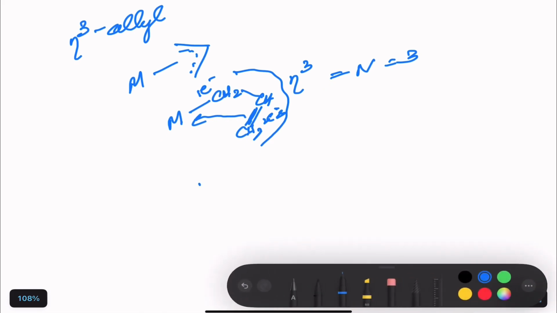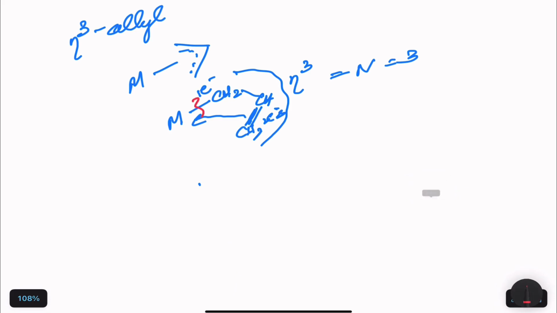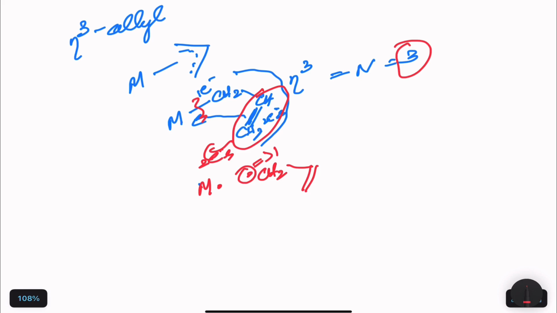Basically you have to homolytically cleave it. So the metal gets one bond, CH2 gets one bond, and then this is neutral. Neutral means it is contributing 2 electrons, it will not be changing. So here it is contributing 1 electron. So totally 3. But it is not necessary to calculate in the case of the neutral method.